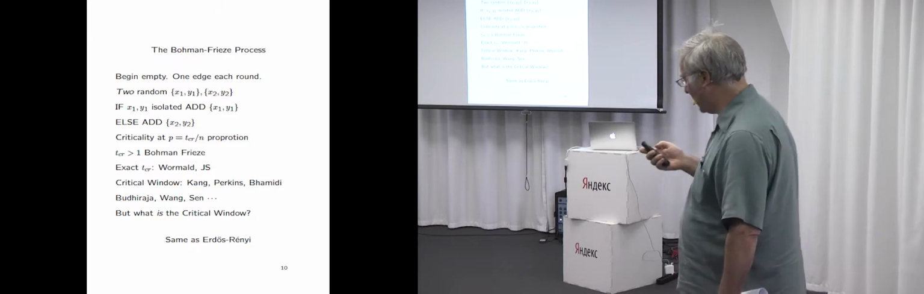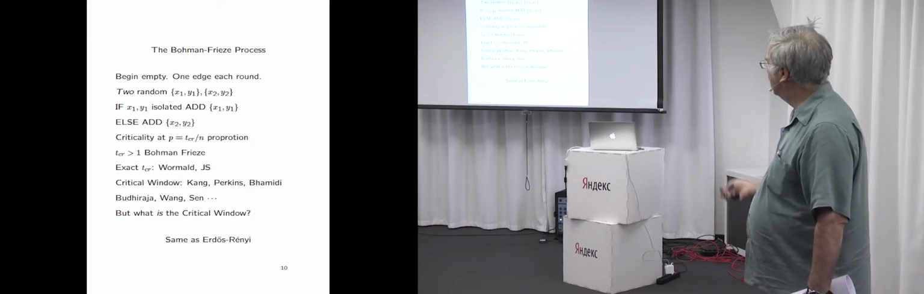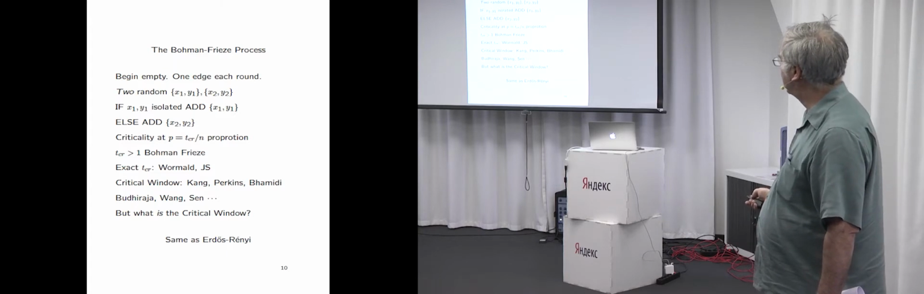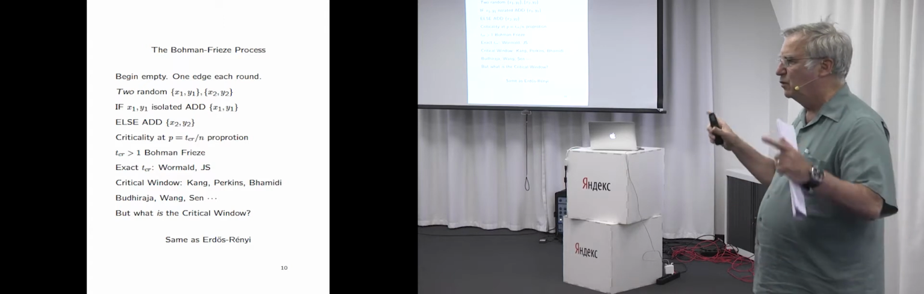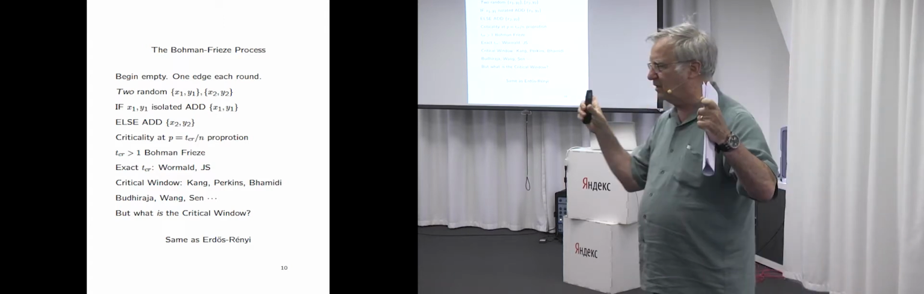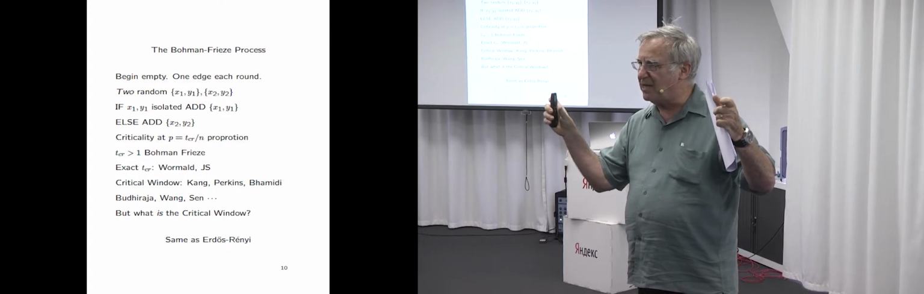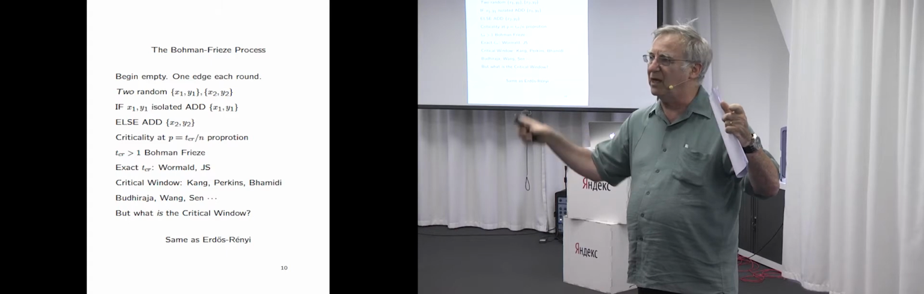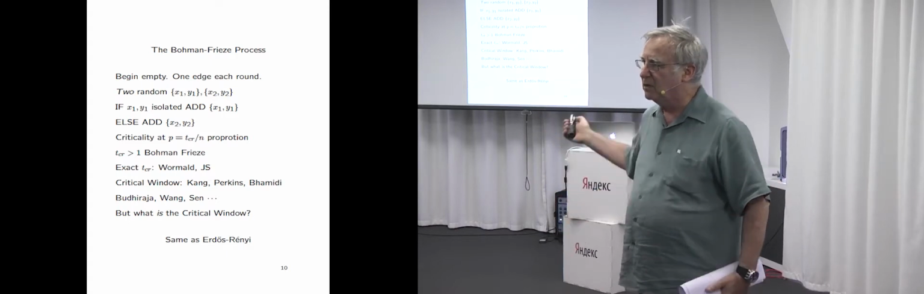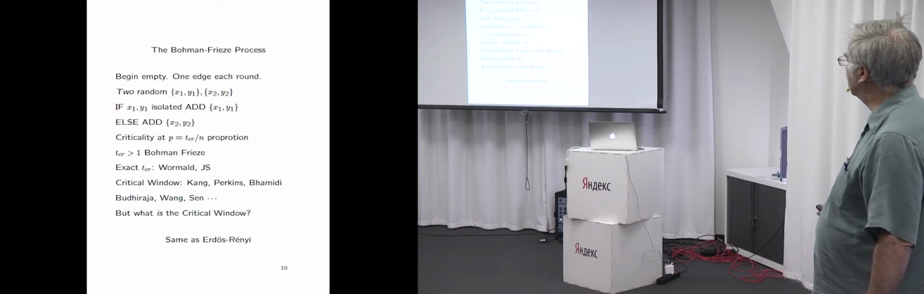But it's been the object of a lot of study. I mean, there are many similar things. These are called Achlioptas processes, for Dimitris Achlioptas, where the idea is that in each round there are two random edges, and you get to select one. You select one of those two edges and you add it to the graph.